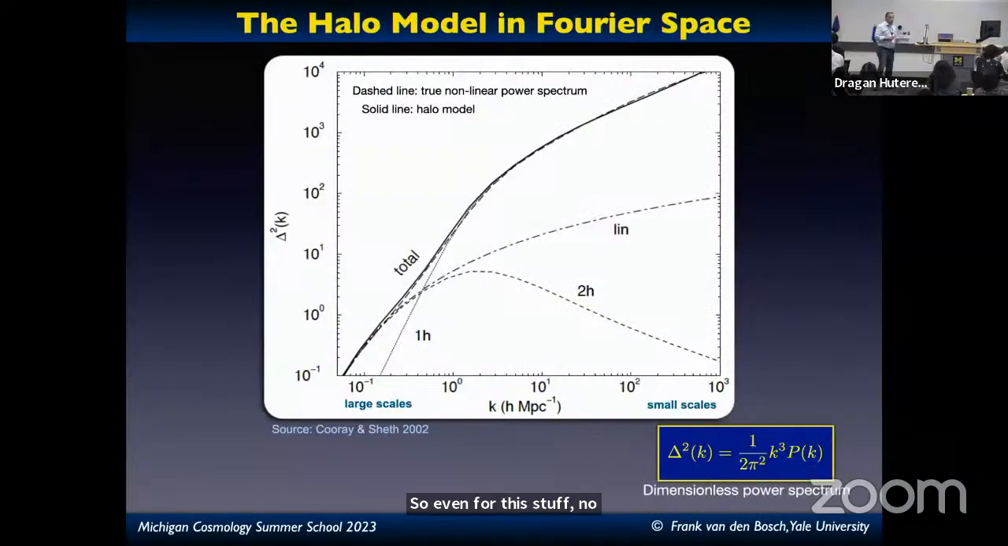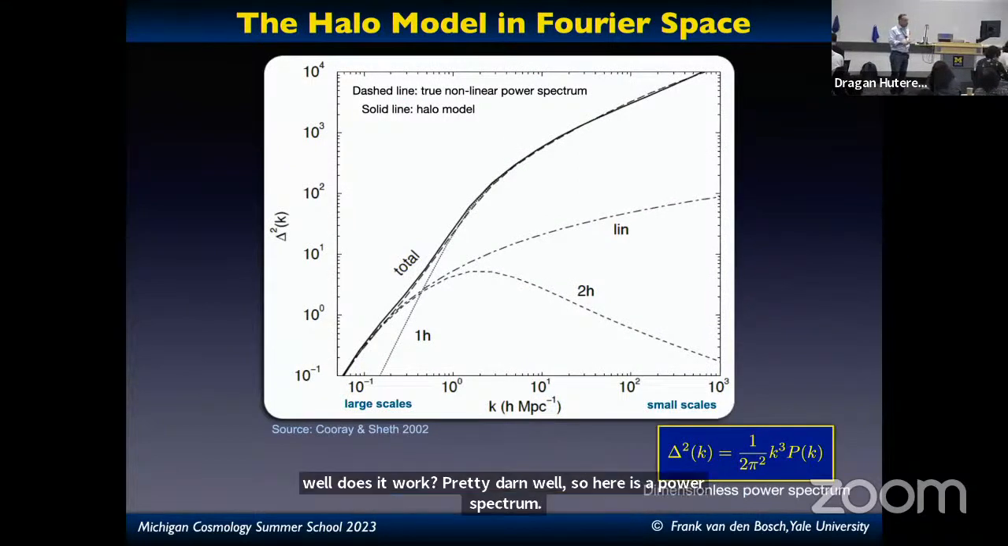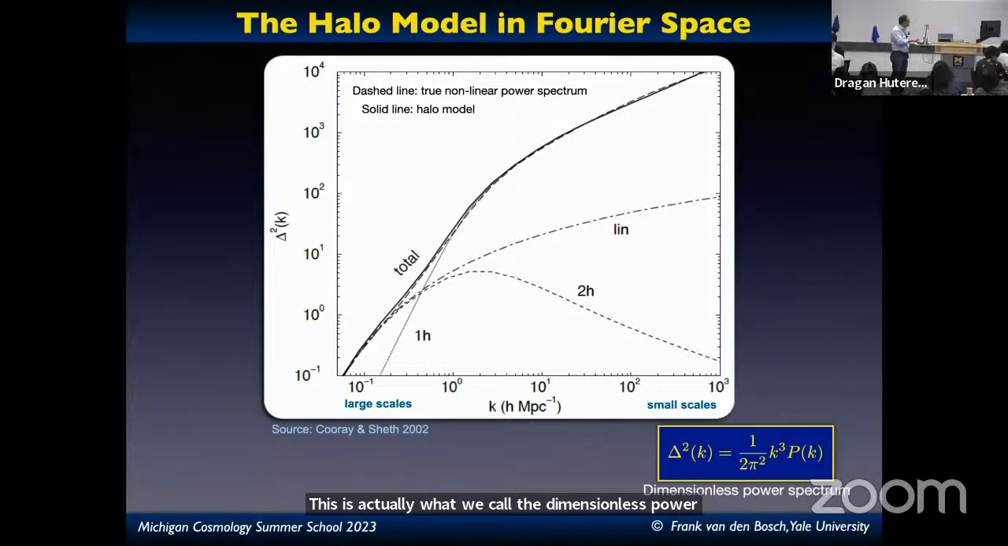How well does it work? Well, pretty darn well. So here is a power spectrum. This is actually what we call the dimensionless power spectrum. This is very often done. People just multiply P(k) by k cubed. That way it becomes dimensionless. So that's delta k here. This is the linear power spectrum. It has that break. It doesn't turn down, but that's because I have multiplied by k cubed. So that's what you're looking at now.